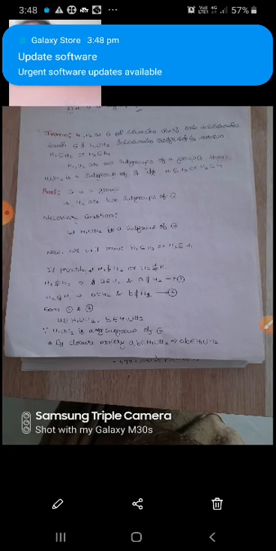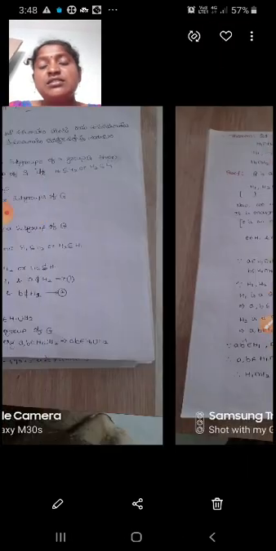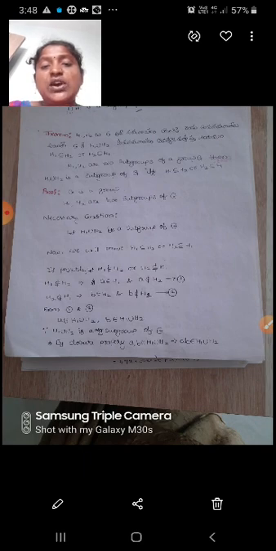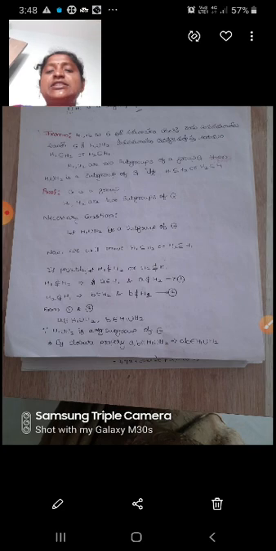H1, H2 are two subgroups of G. Necessary condition. Let H1 union H2 be a subgroup of G. Now we will prove H1 is a subset or equal to H2 or H2 is a subset or equal to H1.